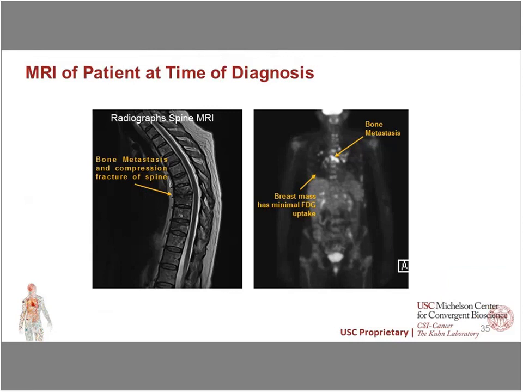Here are the MRI results at time of diagnosis in 2012. So MRI revealed a tumor in the right breast as well as metastases in the bone together with compression fracture of the spine. The next slide.